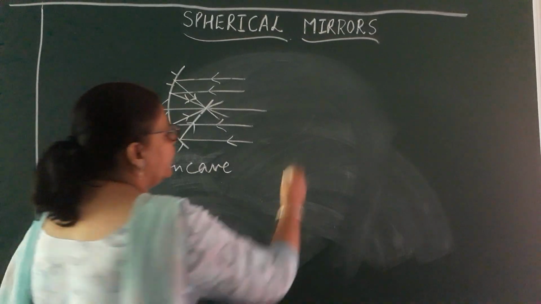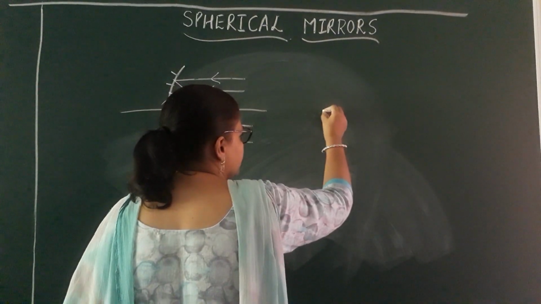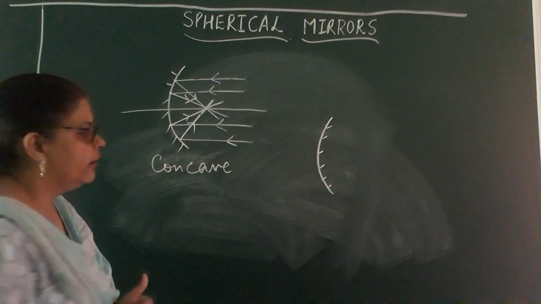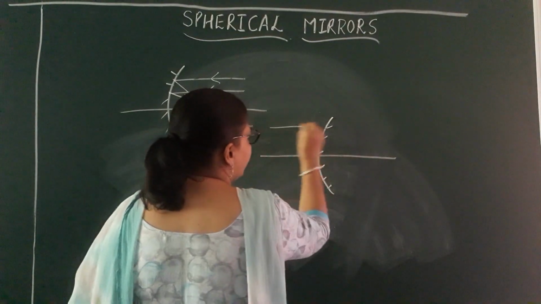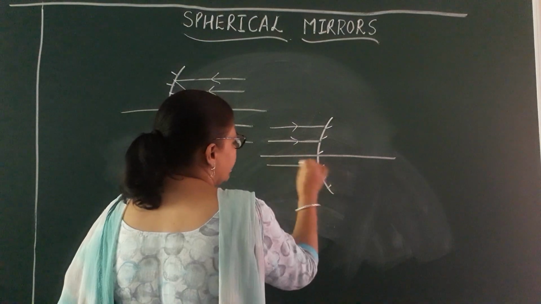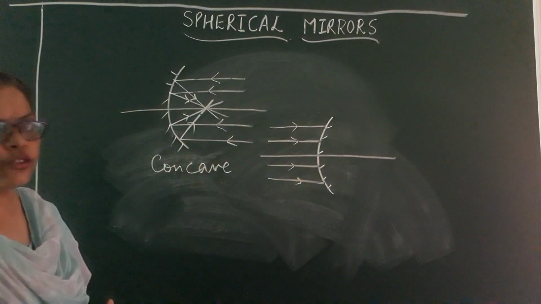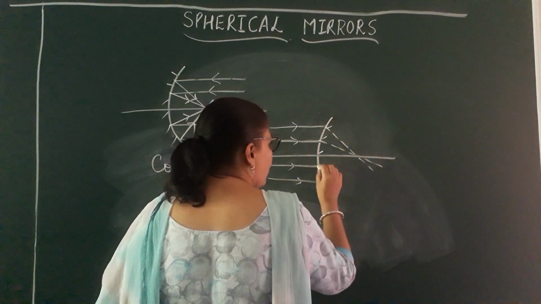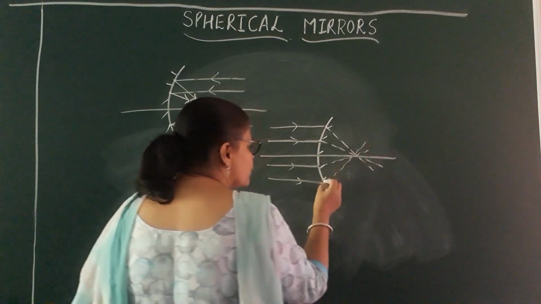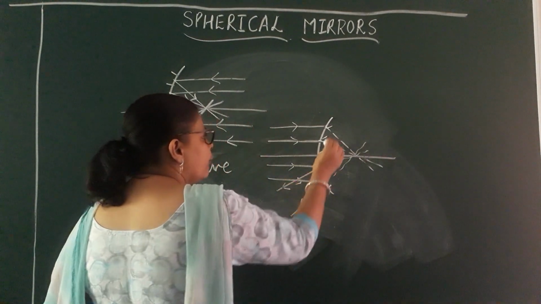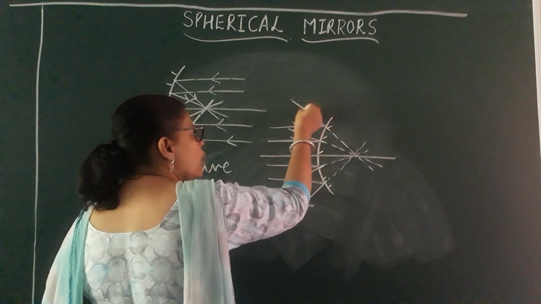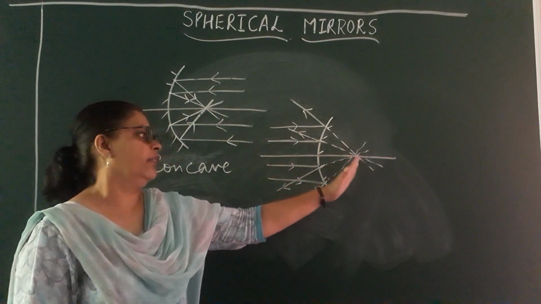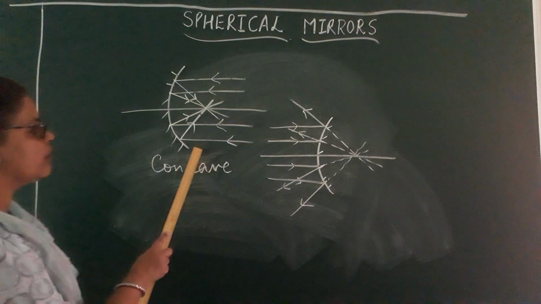Understood, children? Now let's look at what happens in a convex mirror. Here I have drawn a convex mirror. Children, you can see that I have polished it from inside, and I have drawn the principal axis, and again here also I am taking parallel rays of light which are striking this particular mirror. Now when these parallel rays of light strike, you can see that the rays of light diverge out in different directions. Actually, they only appear to meet at a point. They don't actually meet.